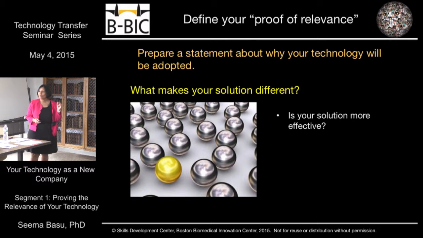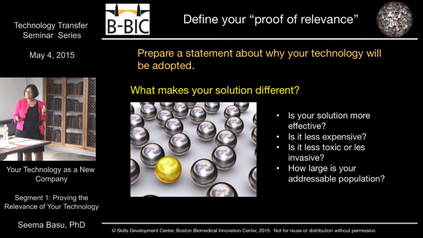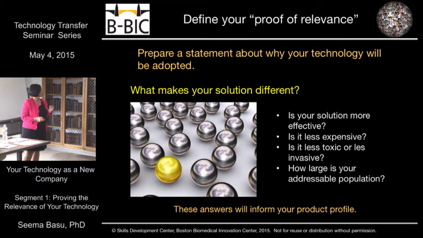But right away, you want to be able to define why it will get adopted, namely by defining how it is different from others. Is it more effective? Is it less expensive? Less toxic? Less invasive? Does it have a different addressable population? So how is it different? These kinds of questions will answer and inform exactly what the product profile is, based on your technology.